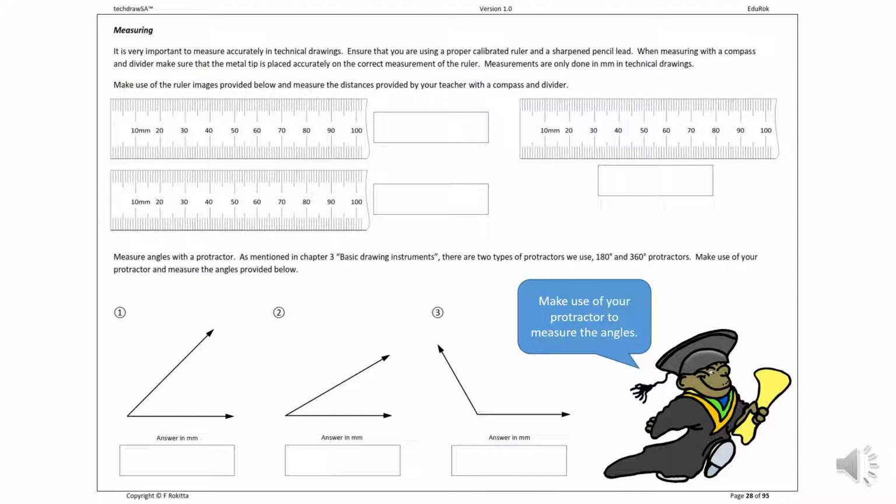At the bottom half of this page in your workbook, you will find the 3 examples of angles. Make use of your protractor and measure each one of these angles. Write the answers in the spaces provided. It might happen that the angles are too small and you cannot reach the measurement on your protractor. Then make use of your ruler and extend the lines of your angles and measure it with your protractor.